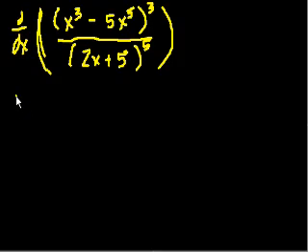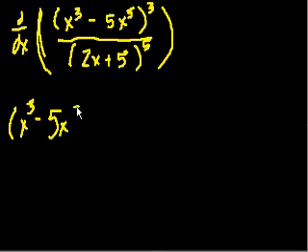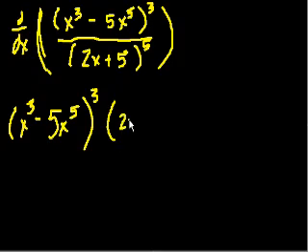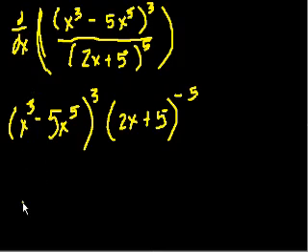So this is the same thing as taking the derivative of x to the third minus 5x to the fifth, all of that to the third power, times 2x plus 5 to what? To the minus 5 power, right? And now we can use the product rule. Take the derivative of the first term, and the derivative of the first term isn't a joke. You take the derivative of the inside first. Let's do the chain rule. Derivative of the inside first.